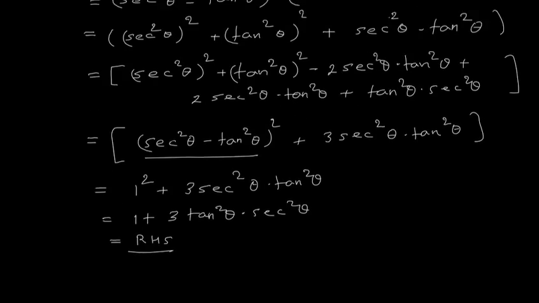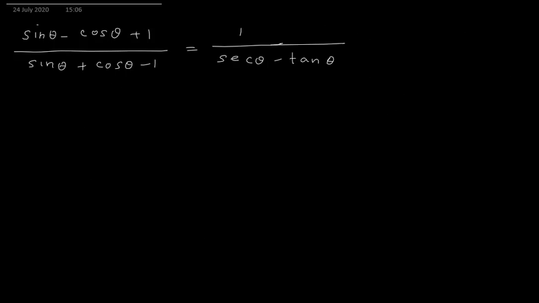Simple question. Okay. Now let us move to the third question. Here we have to prove that sin theta minus cos theta plus 1 upon sin theta plus cos theta minus 1 is equal to 1 upon sec theta minus tan theta. Now as on the right hand side we have sec and tan, so it is better that the left hand side also I will convert in terms of sec and tan. So how will we do that?